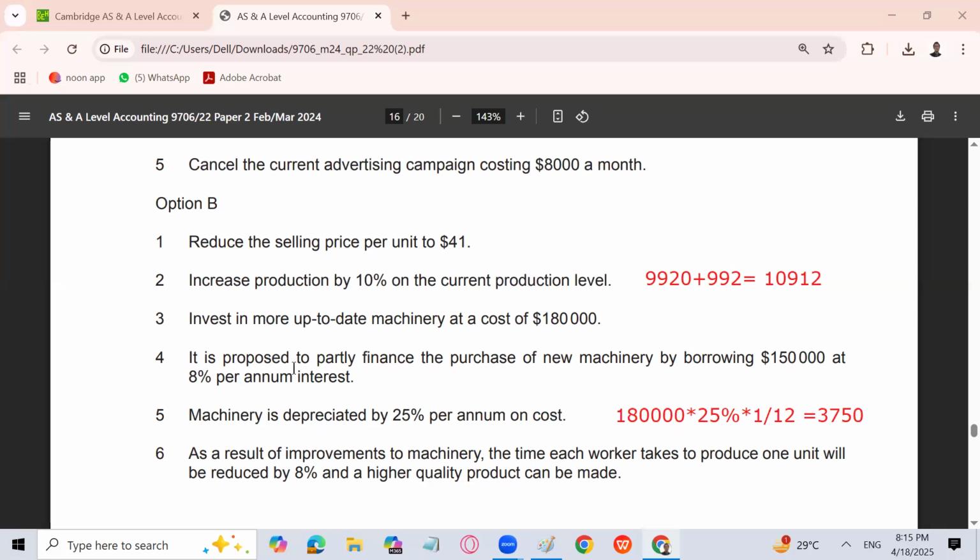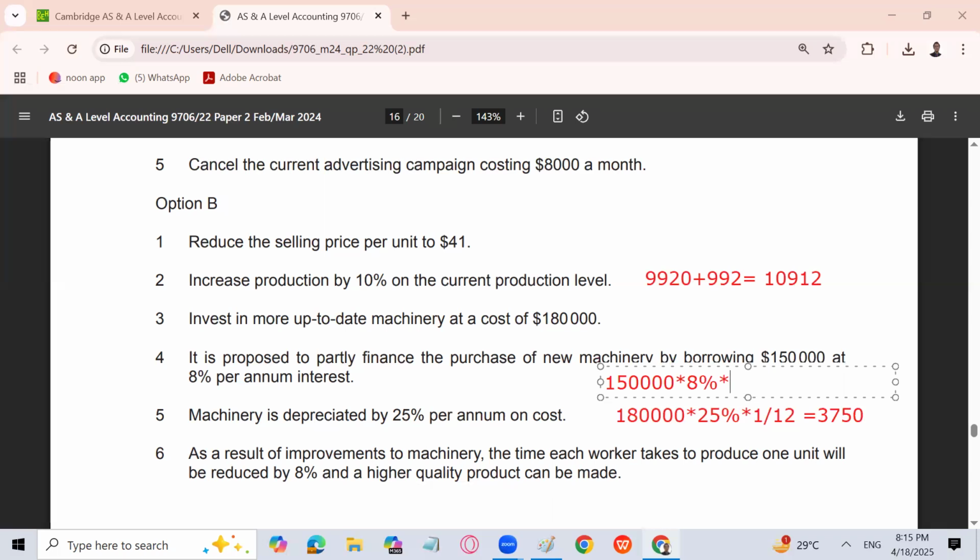Okay, it is proposed to partly finance the purchase of new machinery by borrowing 1,50,000 at 8% per annum interest. So it means that 30,000 we have paid in cash and 1,50,000 we have borrowed. We have taken a bank loan, and on that bank loan we have to pay 8% interest. But that interest which is given at 8% is per annum, for 12 months.